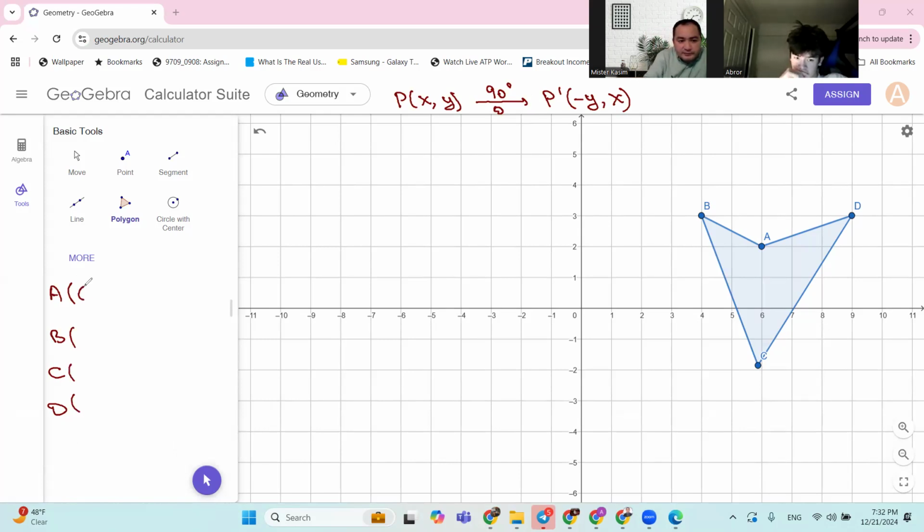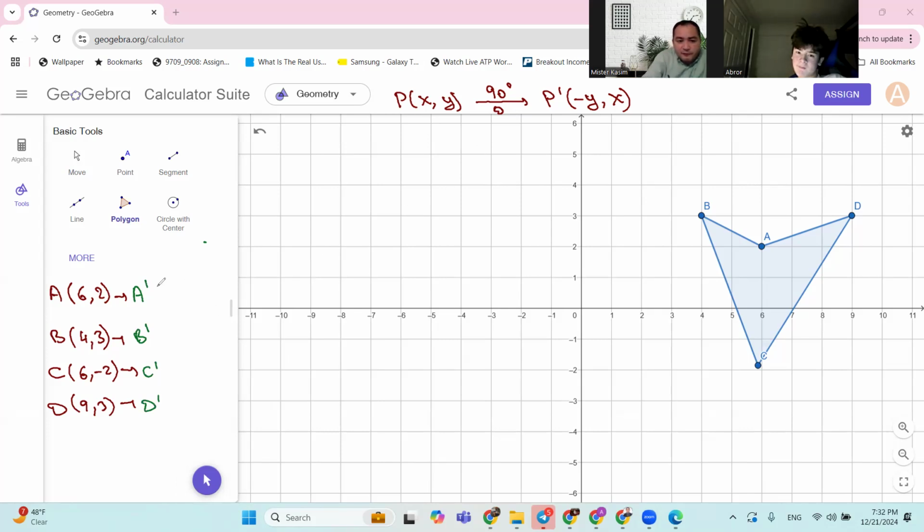6, 2. B: 4, 3. C: 6, -2. It should be, I think, okay, I'll change this. It should be 6, -2, and D: 9, 3.